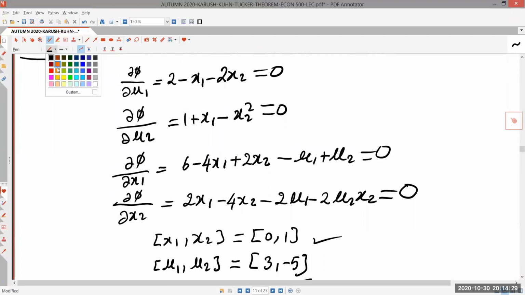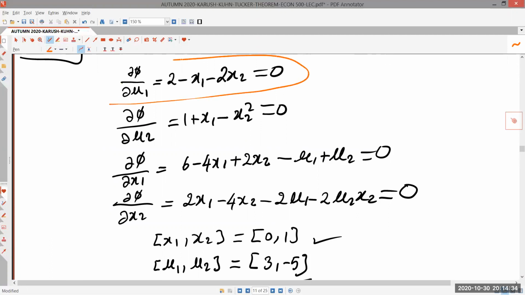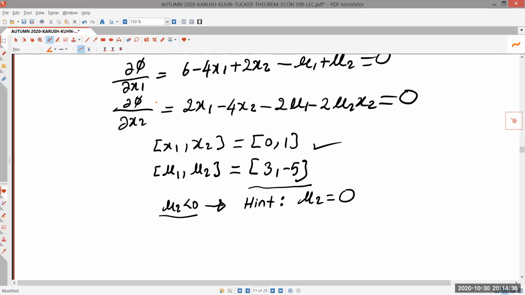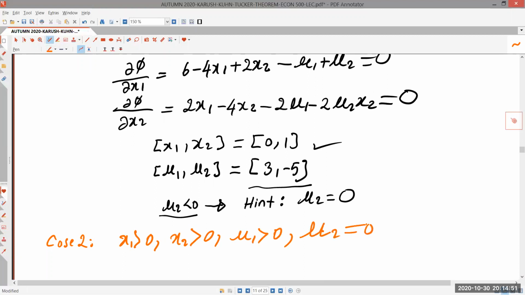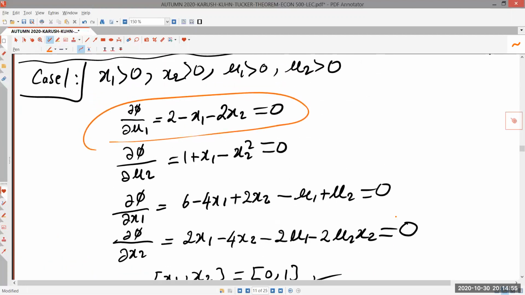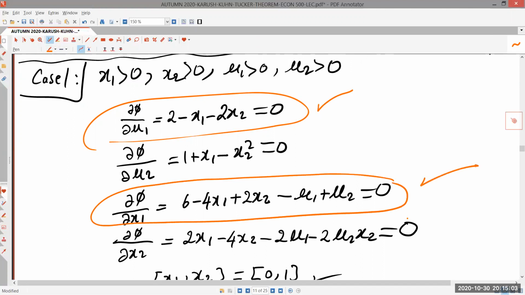Ne yapmam gerekiyor? O zaman diyorum ki bunların hepsinin mu2'yu geçiyorum. Şöyle bir varsayımda bulunuyorum bu arada. Case 2 yazalım buraya. Diyorum ki x1 sıfırdan büyük olsun. x2 sıfırdan büyük olsun. mu1 da sıfırdan büyük olsun. Ama mu2 sıfıra eşit olsun. Böyle bir çözüm bulabilir miyim diye bakıyorum. Böyle bir çözüme bakıyorsam ne diyeceğim? Bunun sıfıra eşit olması gerekecek. Bunun da sıfır eşitliği söz konusu.